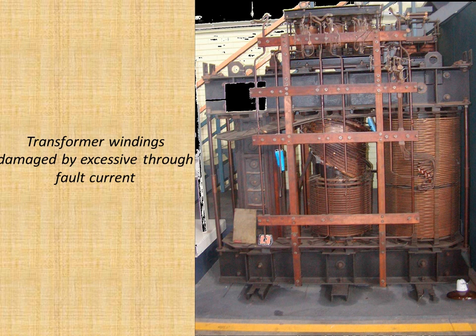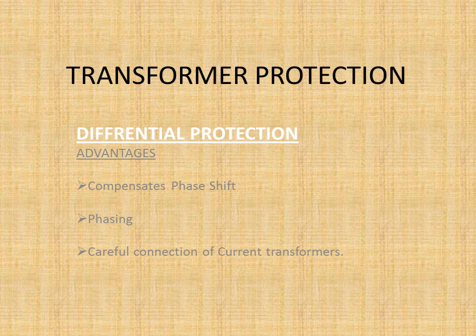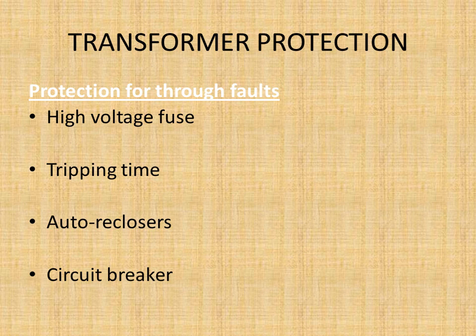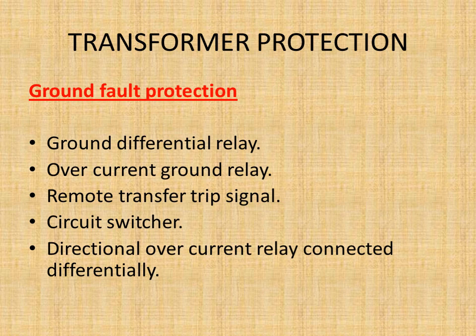Now let's have a look at what happens if transformer protection measures are not taken. These transformer windings are damaged by excessive through fault current. Transformer protection measures ensure the following advantages. It compensates the phase shift, causes phasing, and careful connection of the current transformers. Transformer protection for through faults includes high voltage fuse, tripping time, auto reclosers, and circuit breakers. Ground fault protection constitutes ground differential relay, overcurrent ground relay, directional overcurrent relay, and connected differential.